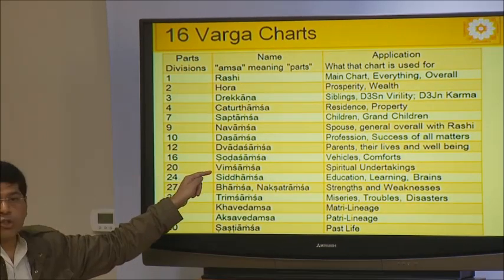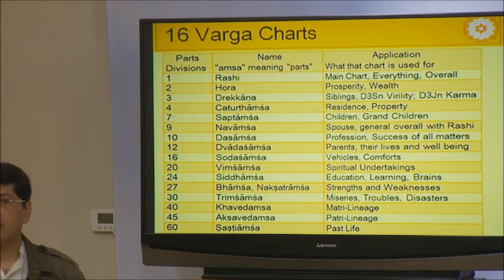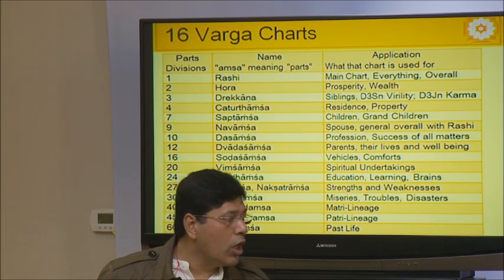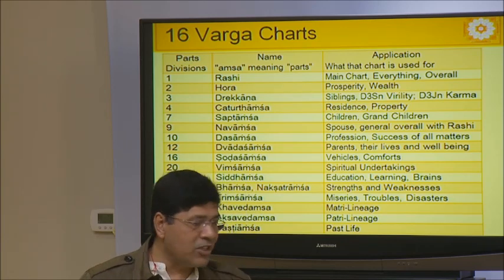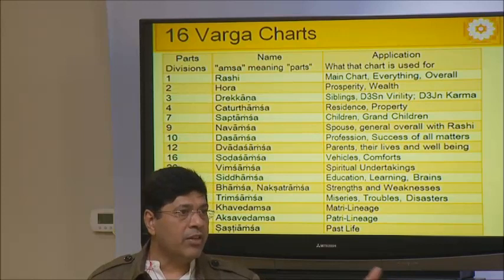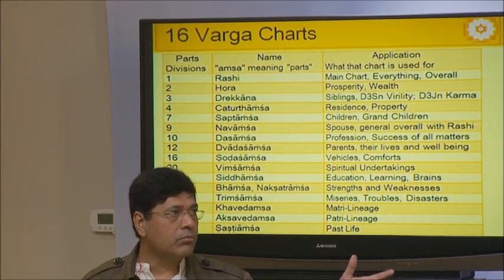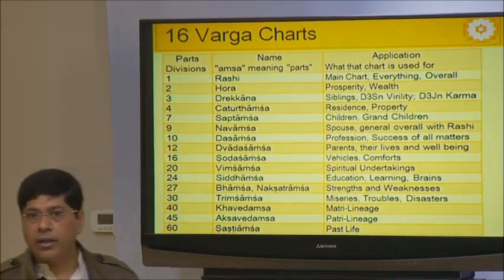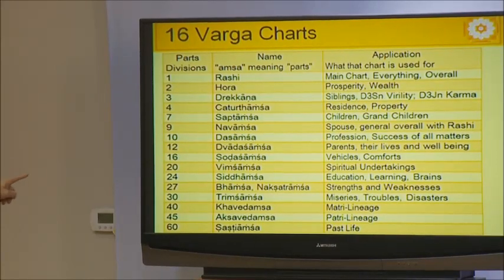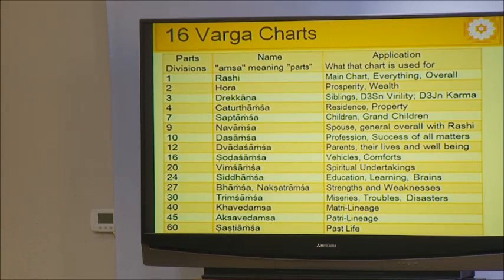Then D16, Sodash Amsha. This is your joy from within. Things that give you comfort and enjoyment, like a nice chair to sit in, like a nice room. Whether you are living in a house which has got an air conditioning working or not, or whether the sewage is getting spoiled all the time. All those things come over here, D16 chart. Extent of your comfort. How comfortable are you in your life?